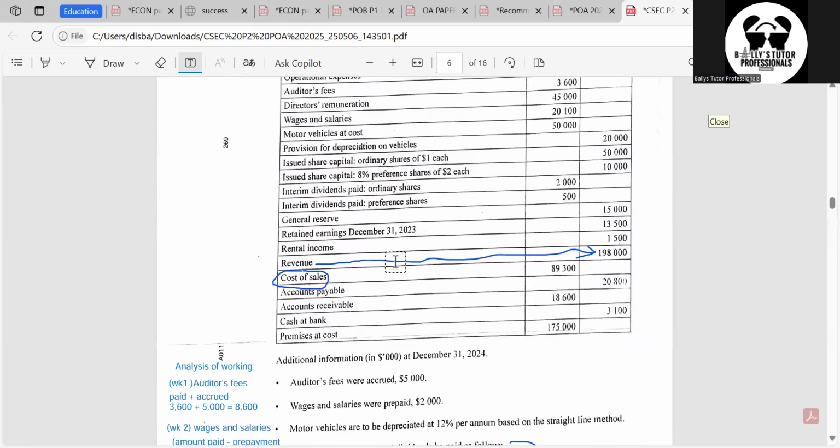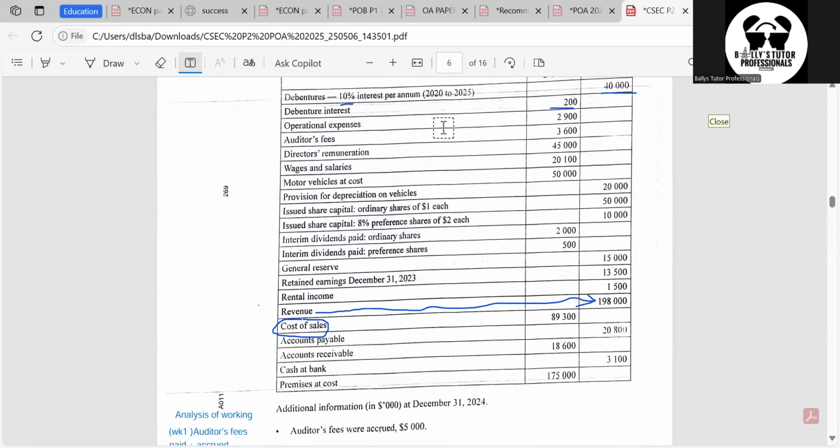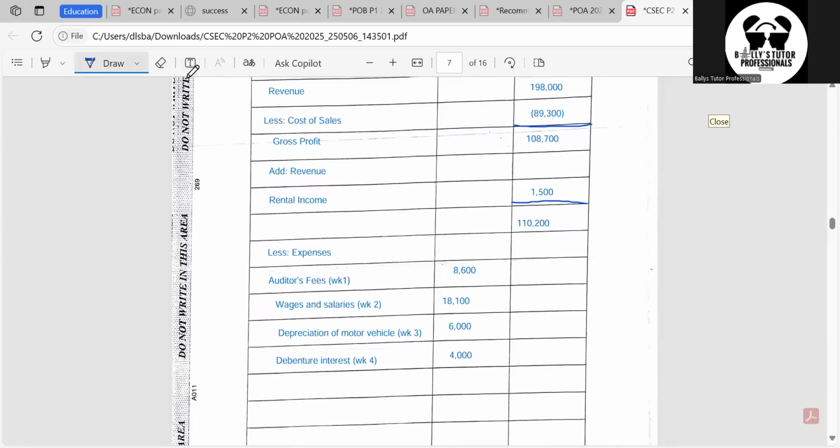Then I'll check to see if there were any other expenses, and we have operational expenses, and we have director's remuneration. All right, so we have to record those other two expenses as well. So our operational expenses was 2,900, and our director's remuneration was 45,000.